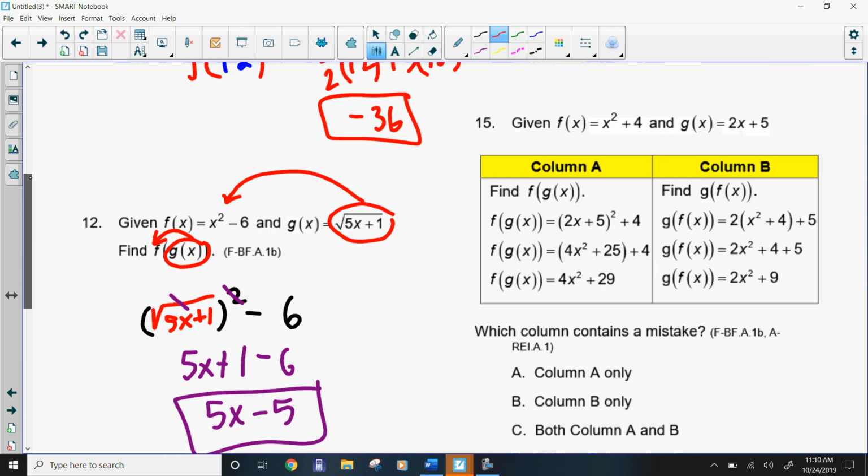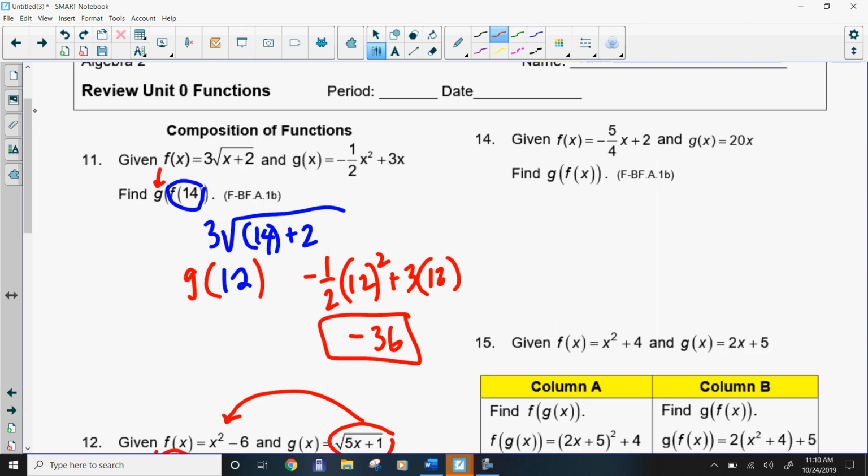Next question. Same thing, plug f of x into the g. So this time we're going this way. This one is going inside of here. So we're going to have 20 parentheses, and then we're going to put negative 5 over 4, x plus 2.